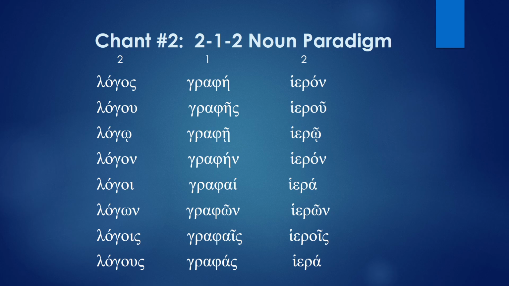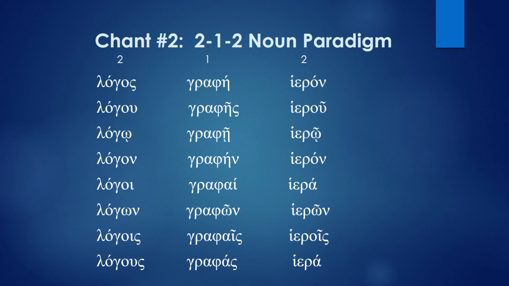Logois, the dative plural, could be either to, by, for, at, with words. And finally, logus, the accusative plural, words, when it's used as the object of the sentence. Now the first declension noun, graphe, which is a feminine form. Graphe, nominative singular, when it's used as the subject of the sentence.